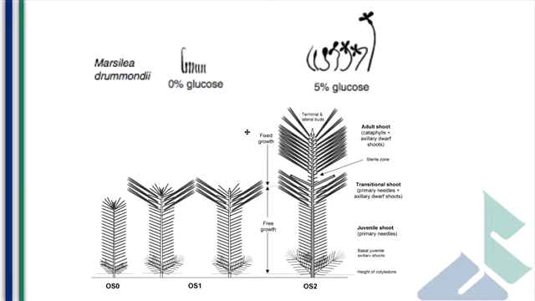We also see heteroblasty present in fern lineages. This is the water fern, Marsilea. When grown in low glucose concentrations, they will not set out leaves as seen, but then in high glucose concentrations, they will start to set out leaves.